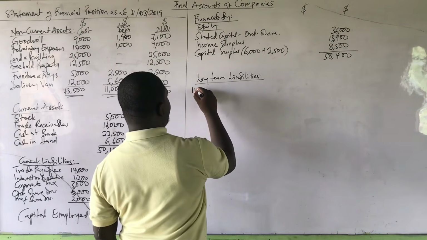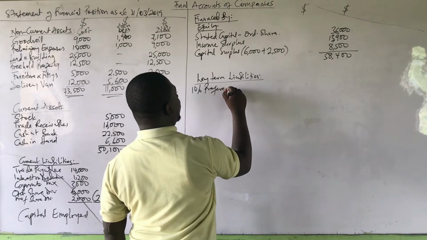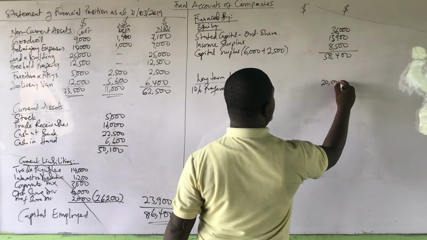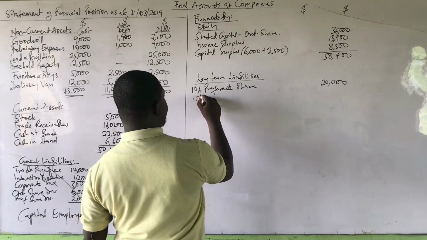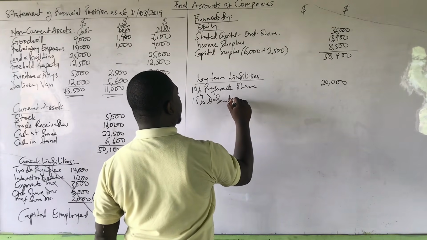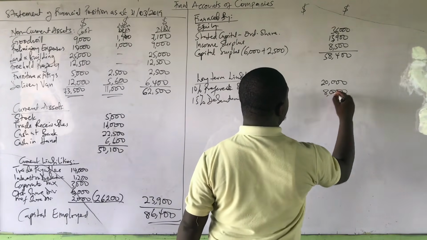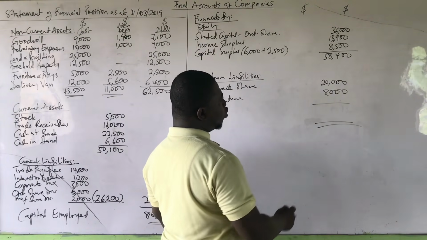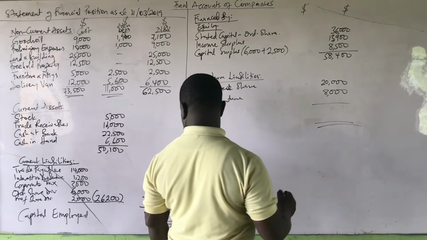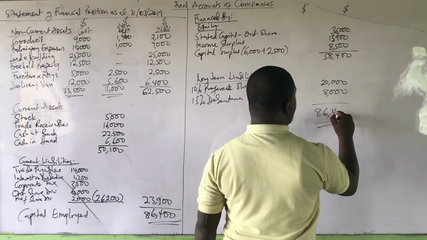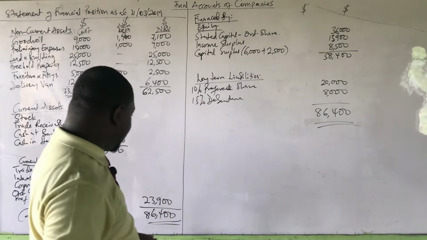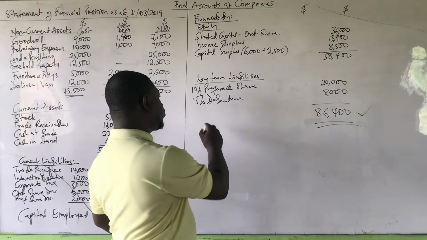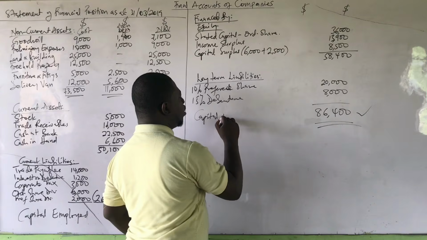And then we come to the long-term liabilities. Under long-term liability, we have 10% preference share, which is 20,000, and then 15% debenture, which is 8,000. So we can add that up to see our final figure. 28,000 plus 58,400 gives us 86,400, which is exactly what we had here. So that is our capital employed that we are quoting again. You can still call it your capital employed.